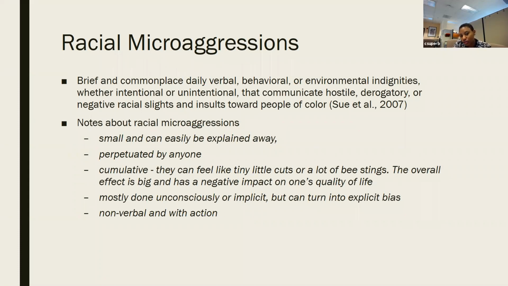Most microaggressions are done unconsciously or implicitly, but they can turn into explicit bias. And that's really something that we saw in our police research. They would start off in an implicit way, but then they would graduate into this explicit racism by saying, we stopped this person because of the color of their race, because they didn't belong in this neighborhood. It's not to say all bias is implicit, but that we can move between them, but we want to focus on implicit today. They can be nonverbal, and they can also be with action.